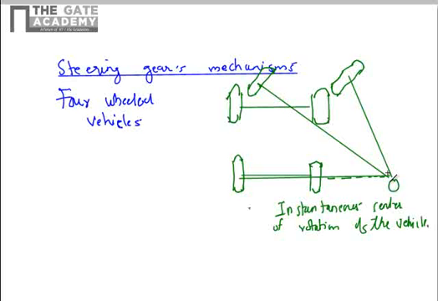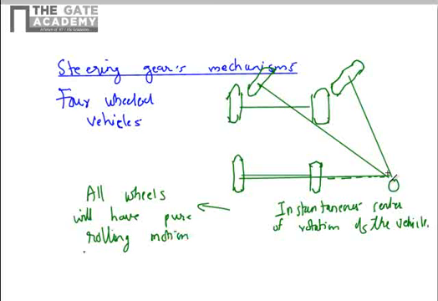Why is this condition important? This is because if this condition is satisfied, then all wheels will have pure rolling motion. There will be no sliding motion. So the wheels would not be skidding.